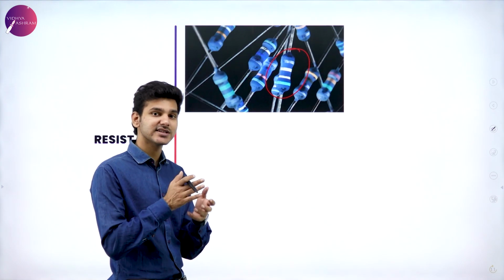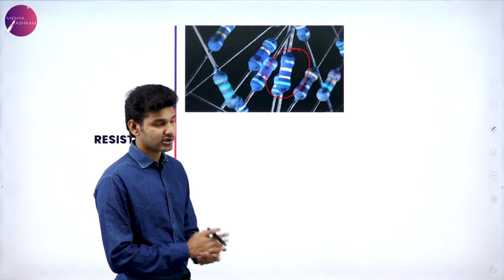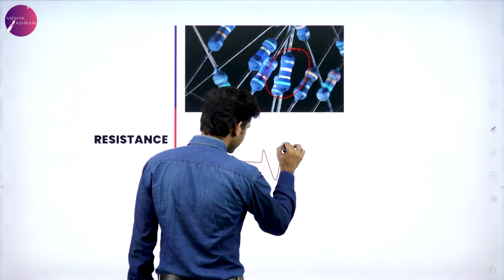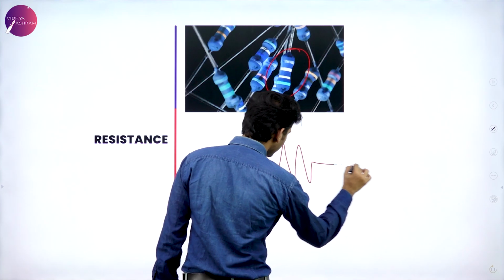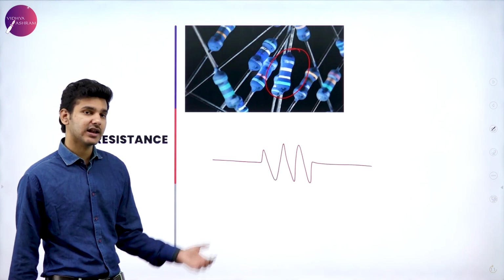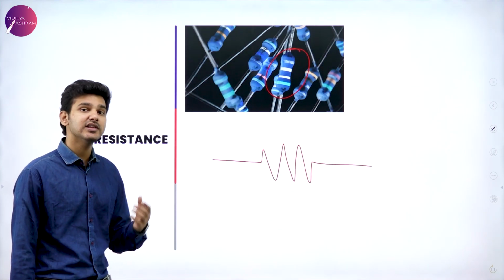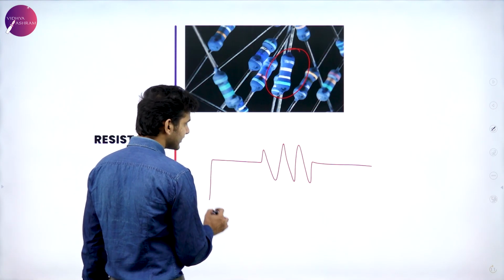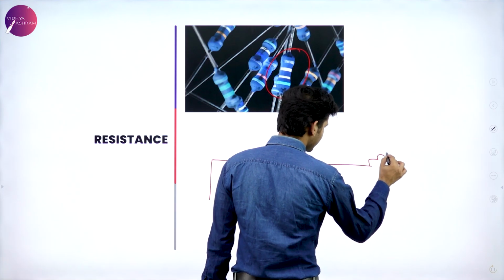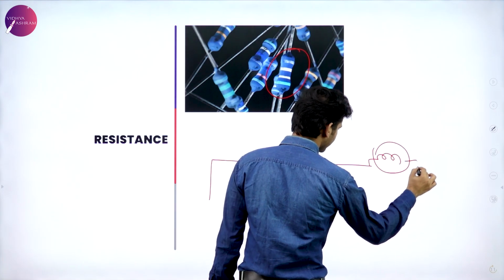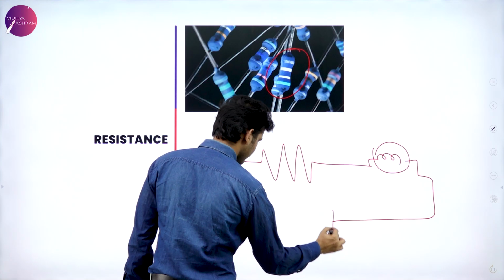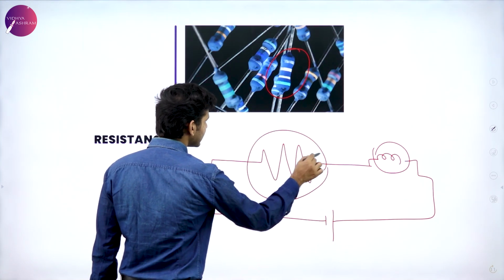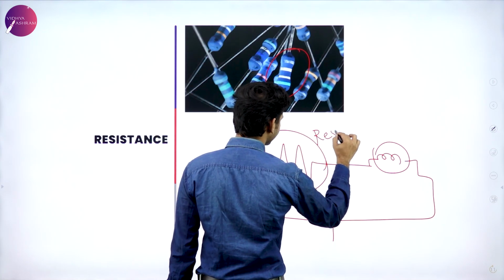They offer resistance to the flow of current in a circuit, and the symbol for resistance is denoted as such. It's like a few curvy lines drawn like this. This particular symbol will give you the resistance in a circuit. That is, if you're drawing a circuit, let's say this is a bulb, then I can say that this particular quantity is the resistance.